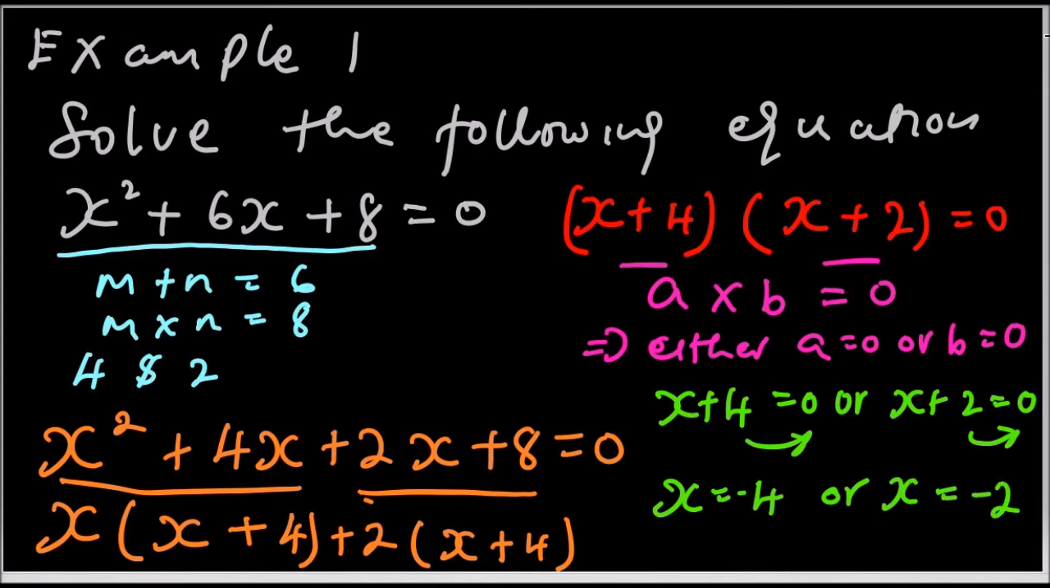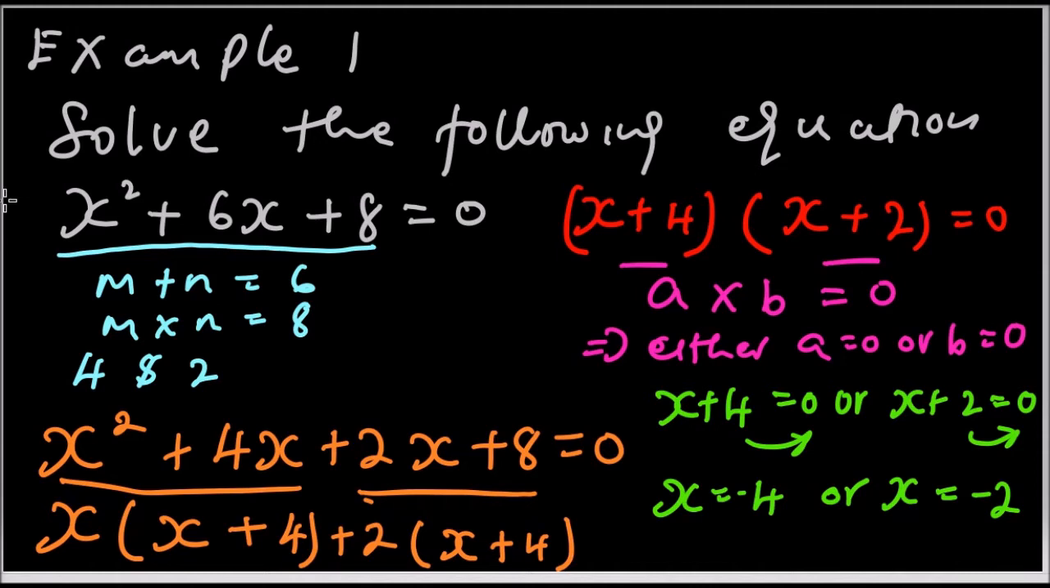The x has two values which satisfy the equation, and we can check whether it is true. So we can substitute x is equal to minus 4 in our equation. Minus 4 squared will give you 16. Then minus 4 times 6 is minus 24. So 16 minus 24 is minus 8. Minus 8 plus 8 is equal to 0. So you see minus 4 satisfies our equation.